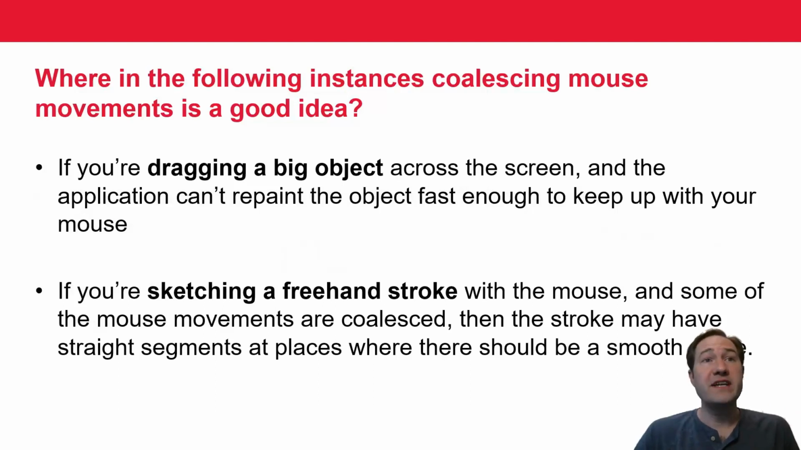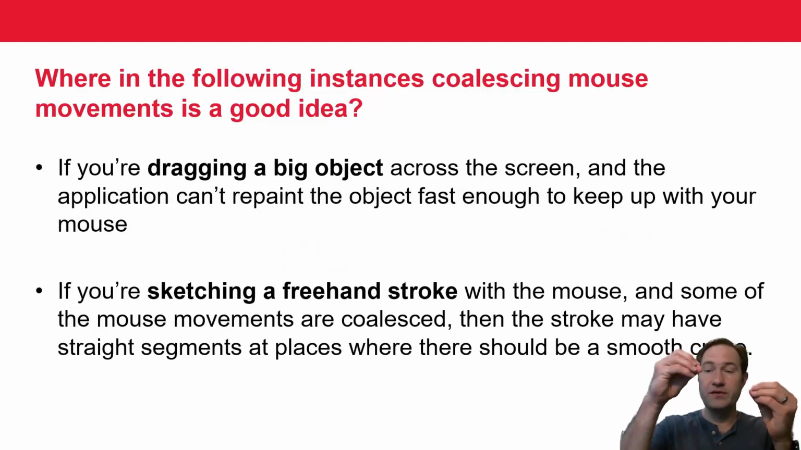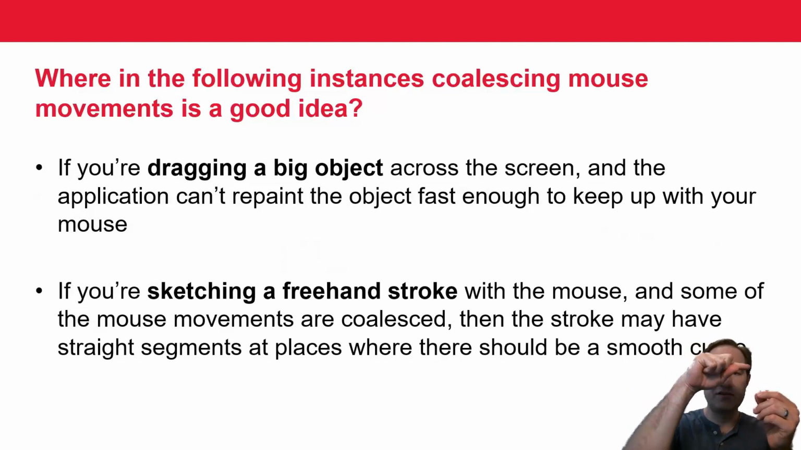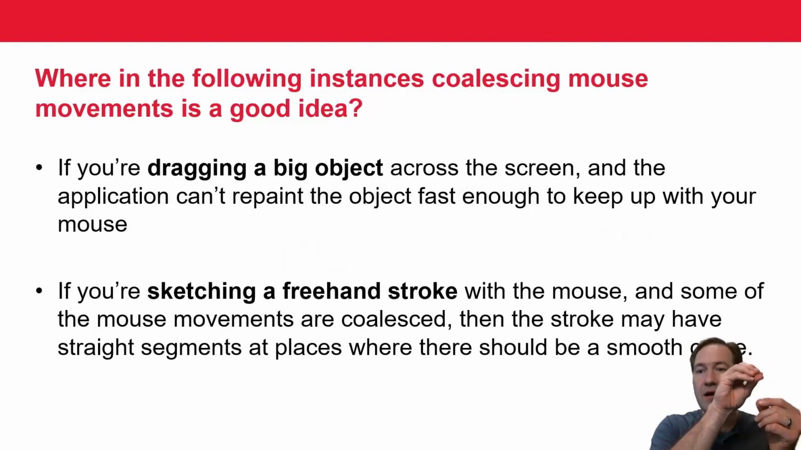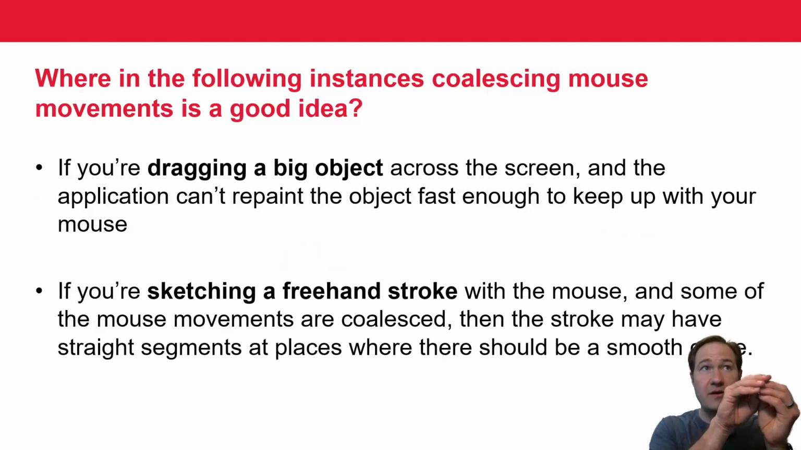But if you were sketching a freehand stroke with a mouse, right? If you're trying to actually draw something precisely on the screen, coalescing is going to be problematic, because you actually are interested in all the points in between. It's not just about where you ended up, which for dragging doesn't matter. You could zigzag all the way across the screen and then drop it here. All that really matters is you had a starting point and an end point for the drag and drop.